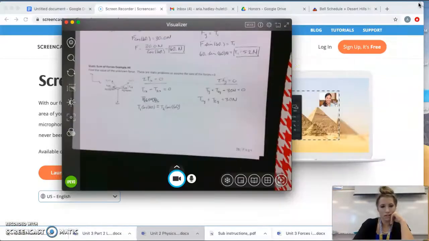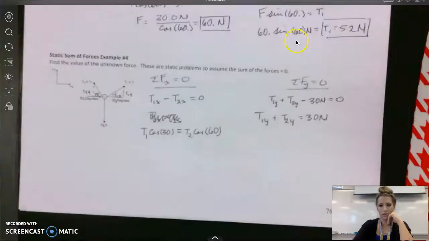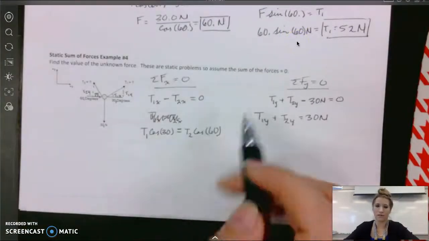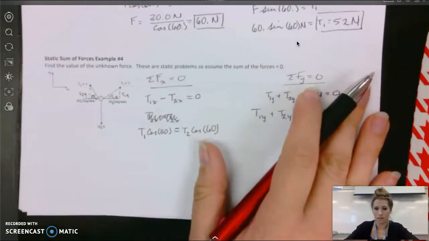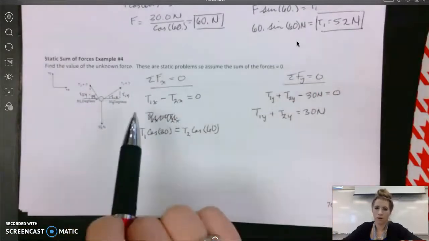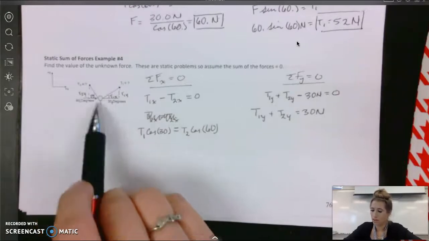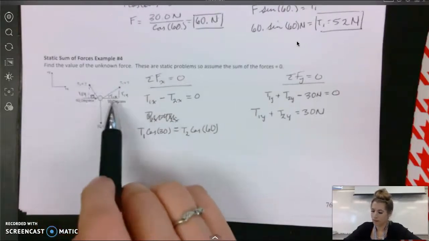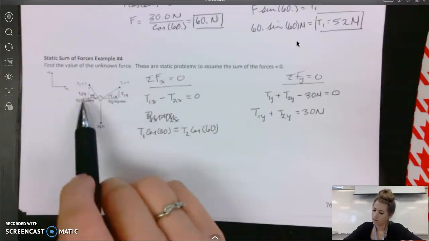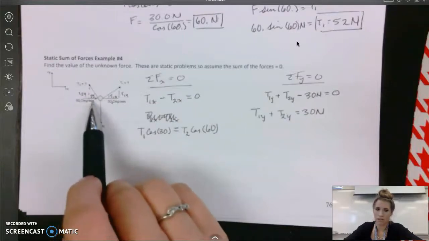Where are we at time-wise? Let's just summarize what we've done so far, and then we'll come back to this question on the next video. So we want to figure out what T1 is as well as T2. They're both at an angle. So we have an x and y component to T1 as well as an x and y component to T2.